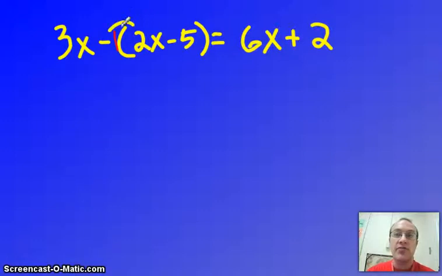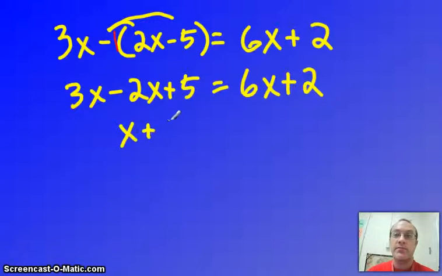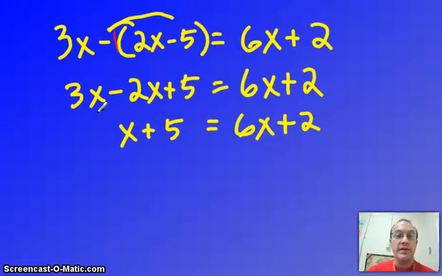So my first step here is actually to distribute just like before. We'll get 3x minus 2x because it's negative 1 times 2x. And then negative 1 times negative 5 becomes positive 5. Three x minus 2x is just 1x, or x. Now notice I simplified on the left side before I did anything on both sides. The right side is not changed at all. I want to always work on one side and get that side as simple as possible before I move on.